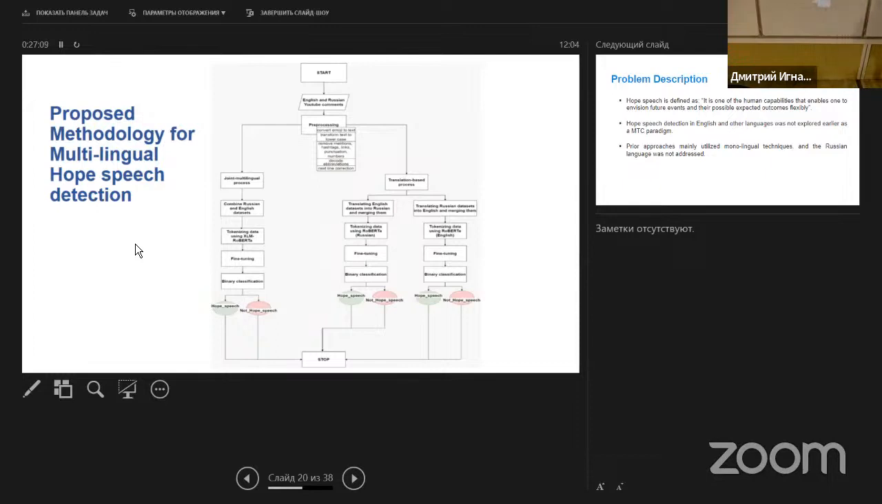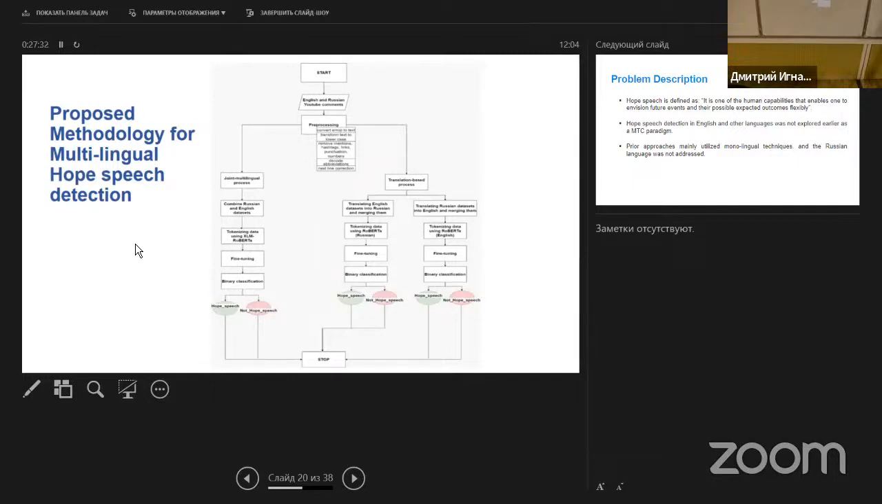In joint multilingual, we combine English and Russian data in one data set at the same time, and then we apply the required steps before fine-tuning the transformer model. We apply XLM-RoBERTa, fine-tune it using a grid search methodology, and then it performs the classification.